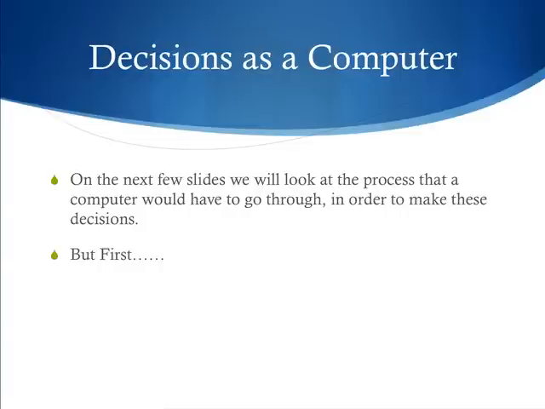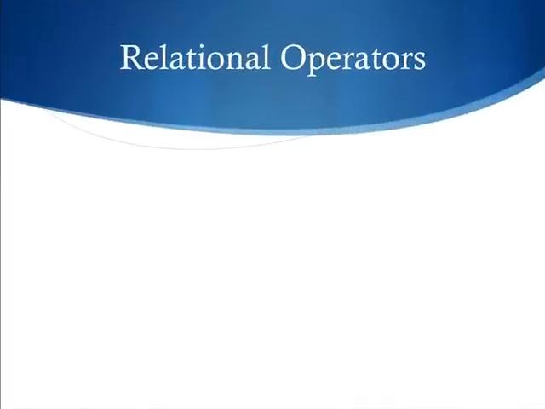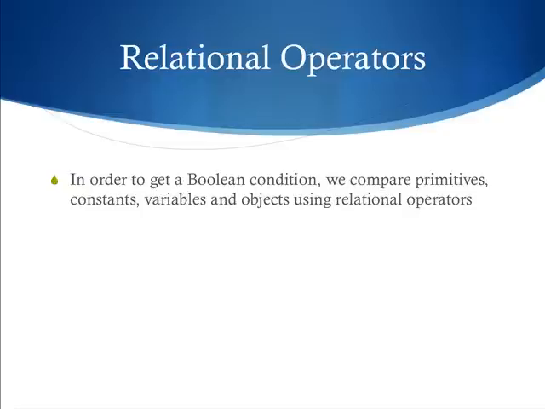Before we do this, though, I need to introduce you to a concept because it's something that's going to come up in some of these examples. This idea of relational operators. Sometimes, in order to get a Boolean condition, a true or false result, we have to compare data, whether that's constants, variables, primitives, or even objects. We need to make a comparison.